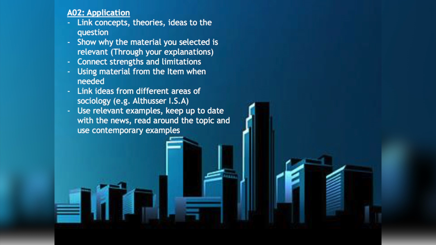Also, a key part of application is being able to link ideas from different areas of sociology. The example I've got for you on the slide is Althusser's ISA, his ideological state apparatus, where he says that the capitalists use the media, education, and religion to control our ideologies and our ideas. This is a theory you can use for any topic within sociology, and there are a few others, like Paul Willis, whose theories you can apply to different areas.